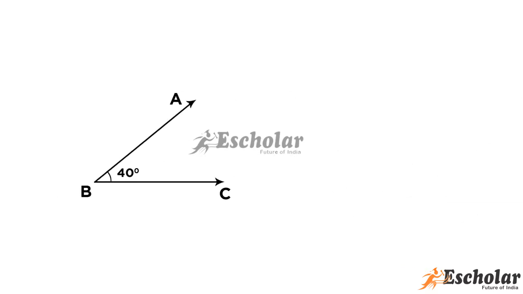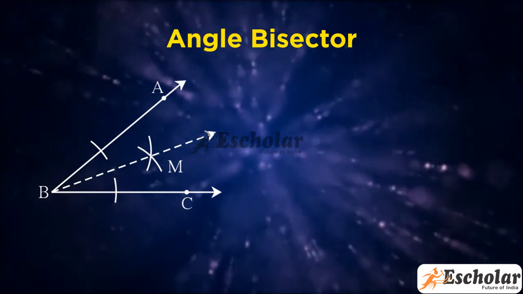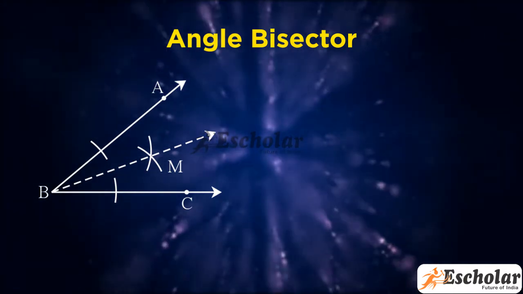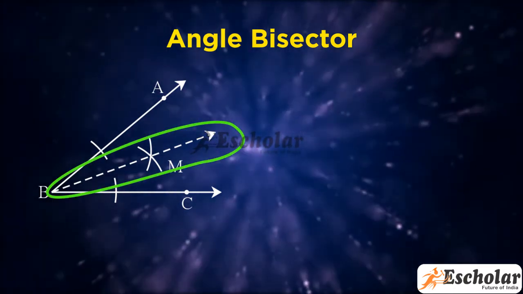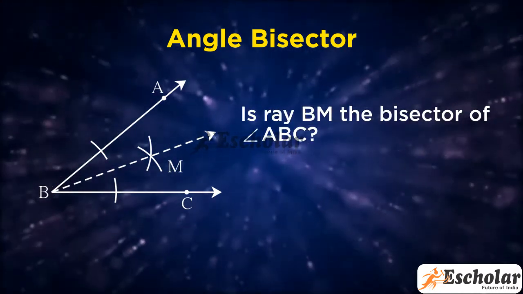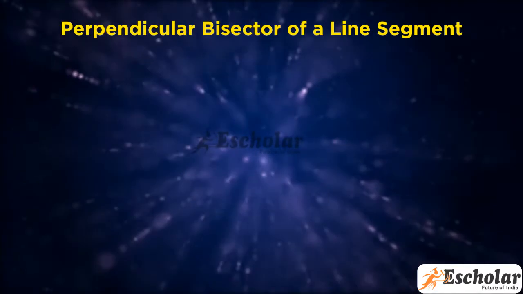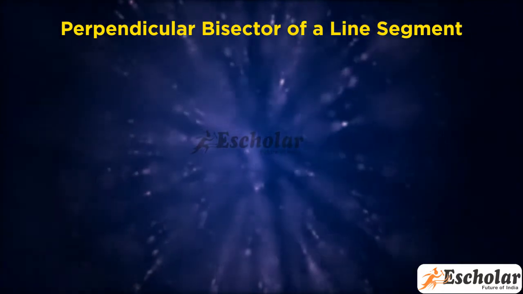We measure an angle in degrees. If angle ABC measures 40 degrees, we write it as measure of angle ABC equals 40 degrees. Angle bisector. You see the figure of angle ABC alongside. An angle bisector divides an angle into two equal parts. Is ray BM the bisector of angle ABC? Yes. Perpendicular bisector of a line segment.